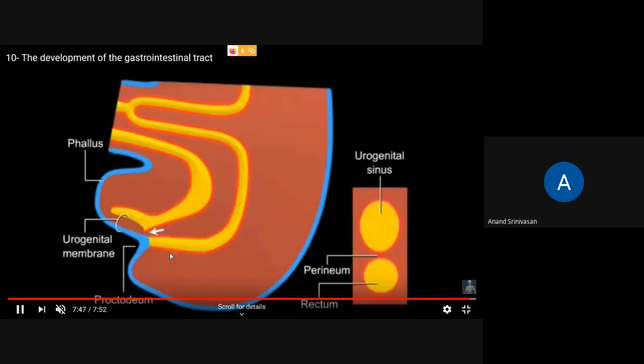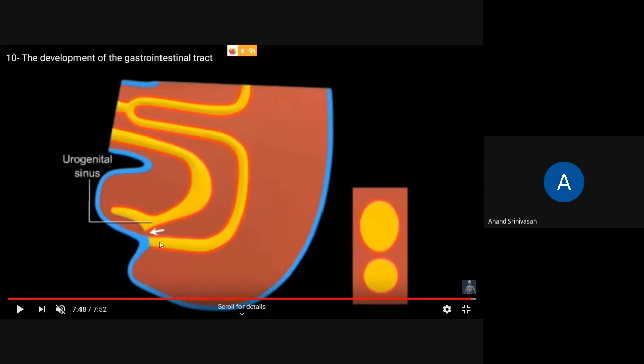Now the posterior part is the one which develops into the hindgut. This part, the urorectal septum, goes and joins the ectoderm, and that part separates the urinary system from the gastrointestinal system, that is the rectum and anal canal. The part of the skin and the mesoderm which separates the urinary tract from the GI tract, the hindgut tract, that is the rectum and the anal canal.